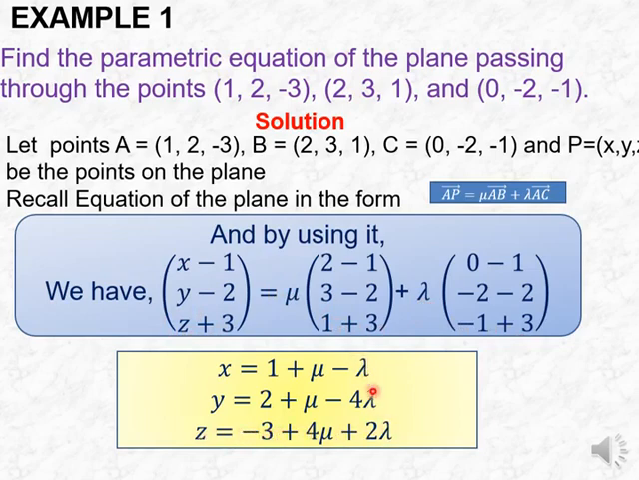So this is the parametric form of the equation of a plane. Parametric means it is in the form of parameters mu and lambda, which are the scalars. So they are the so-called parameters.